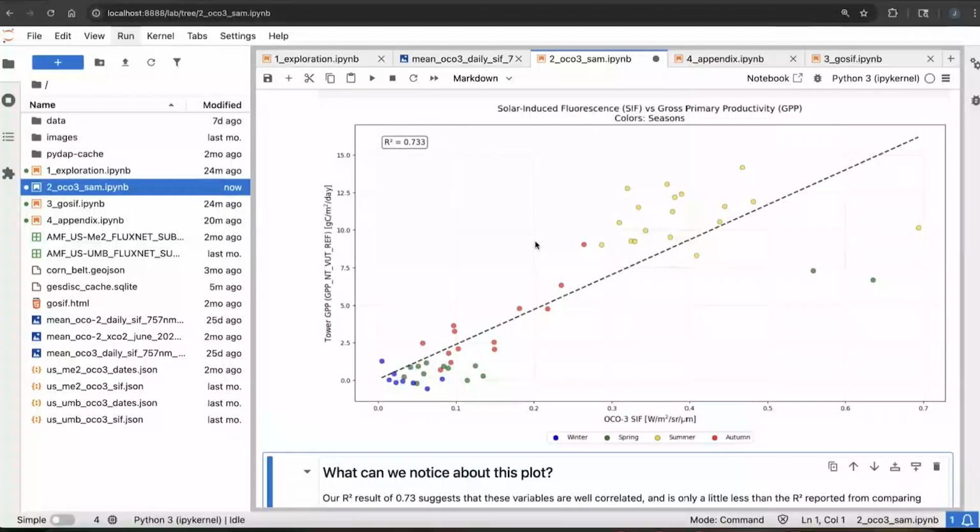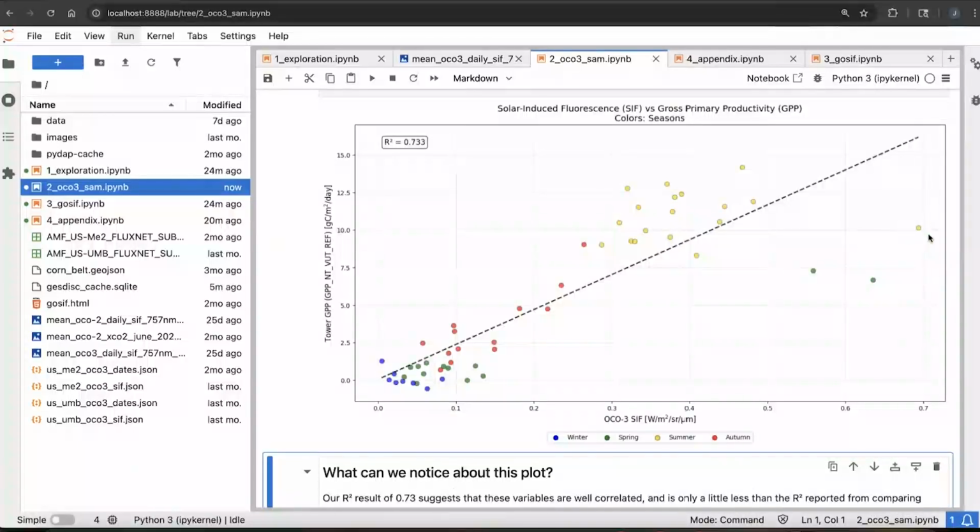As with the time series plot, we can see that there are some outlier points in the data, in particular these points over here. The points far to the right of the trend line suggest times when the observed SIF was higher than expected compared to the GPP value measured at the tower. We can use the SAM plot that we generated in section 1 to pull up context for one of these points so that we can observe if there's anything that we can notice about the spatial distribution of SIF points that could indicate why we get this result.